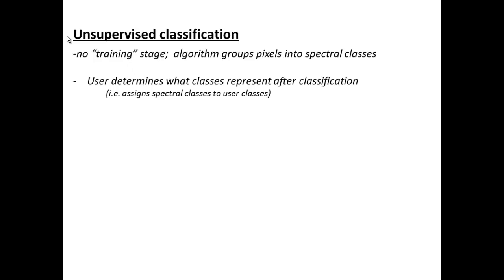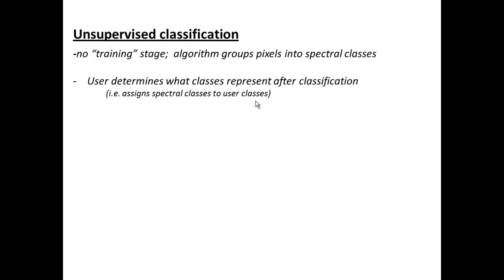and these might or might not represent meaningful things in your image. So after you've run an unsupervised algorithm, the next step is actually that you, the user, would have to determine what these classes are that the computer has generated. And usually we'll call these spectral classes. And then the user would have to go through and assign each spectral class into some user class.